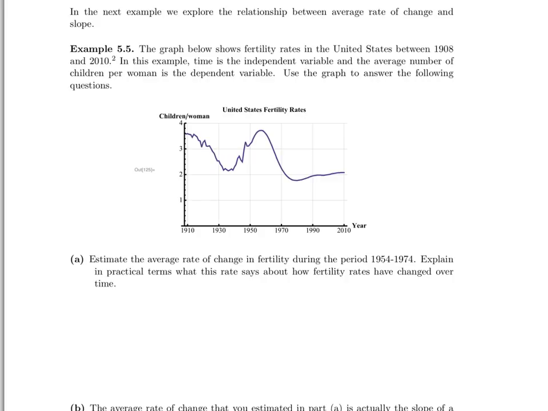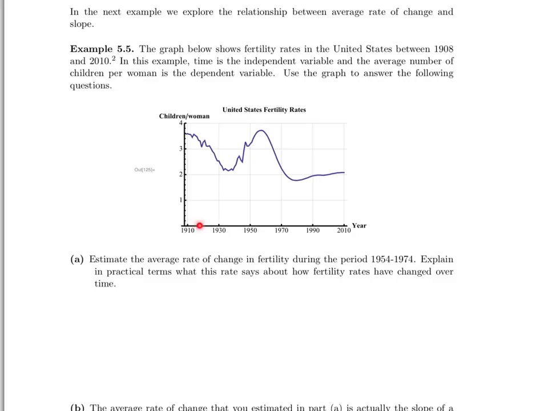So, for example, if we just look at this point right here, what it's saying to us is in the year 1910, the average number of children a woman had is about 3.6. So that's how to interpret this graph.